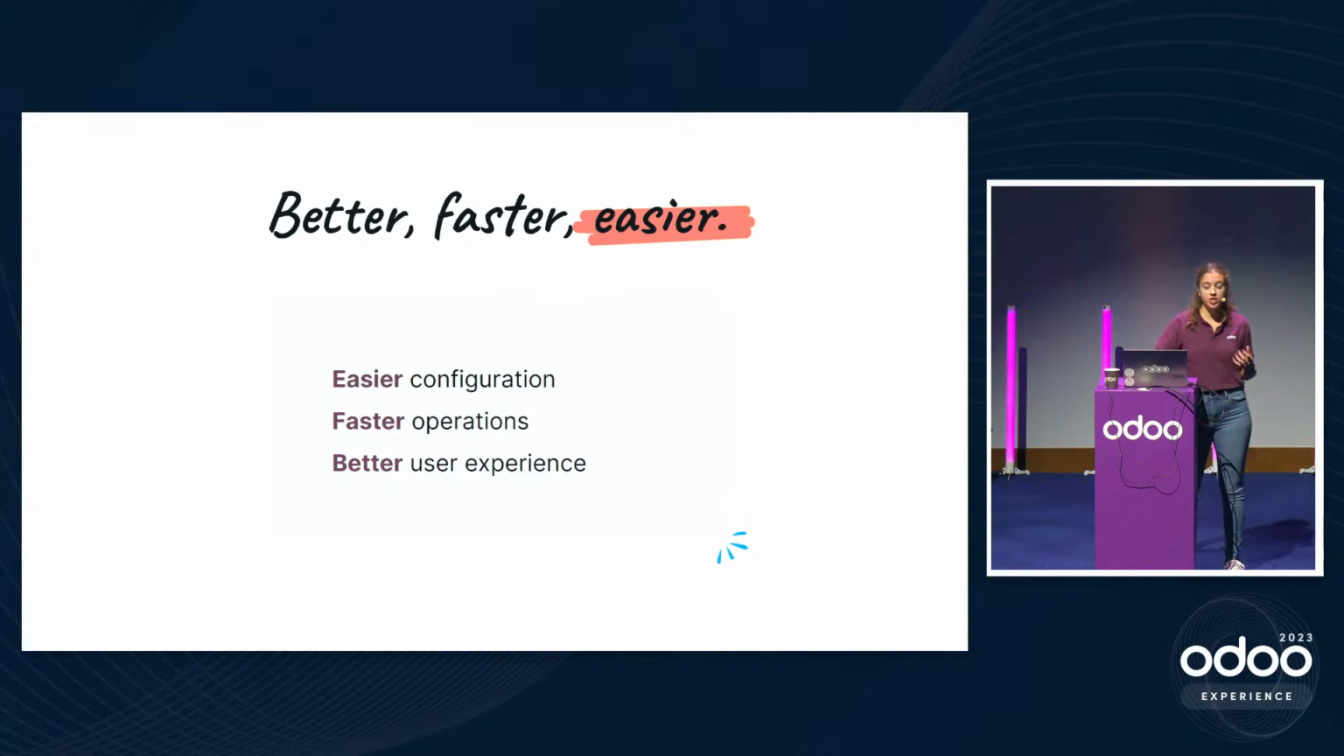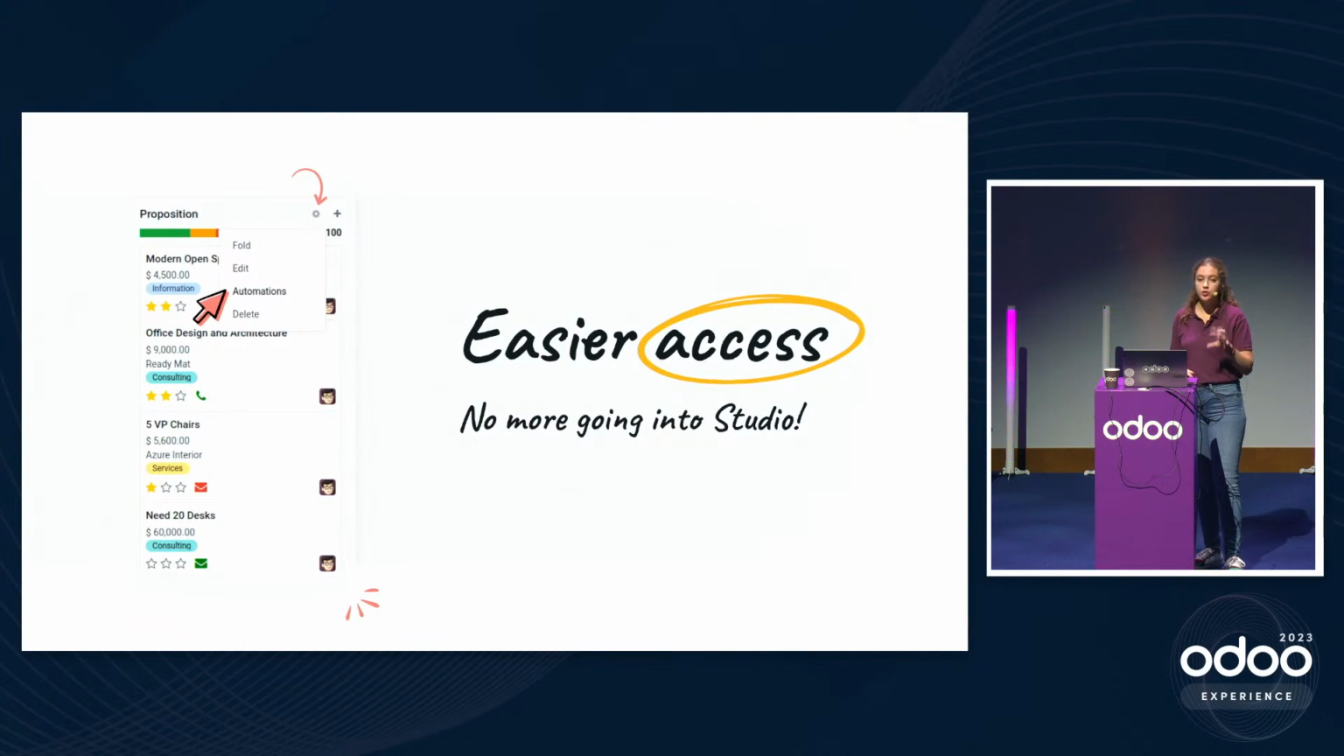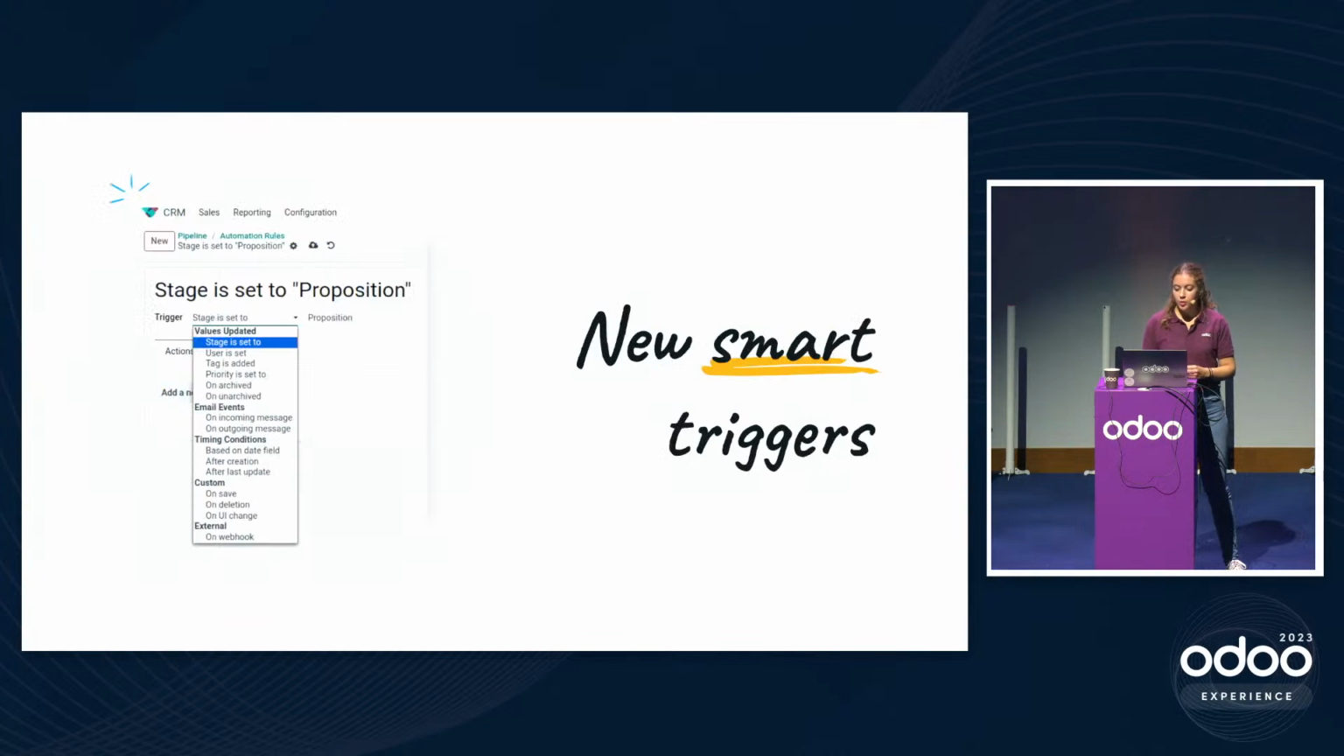The first of these changes was to place an automation menu directly onto your stages so that you don't need to go into Studio anymore. This will be available in any model as long as it is grouped by a field in the Kanban view. We also have improved the triggers. Not only do we have more triggers on webhook, on incoming and outgoing messages, but we also have simplified preset triggers, such as stage is set to, tag is added, or priority set to, and so on.